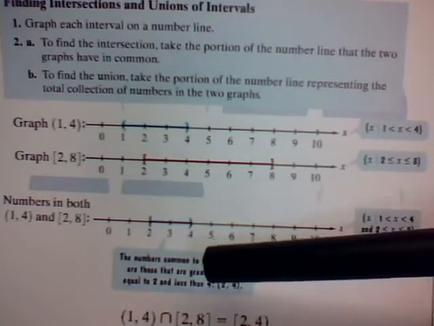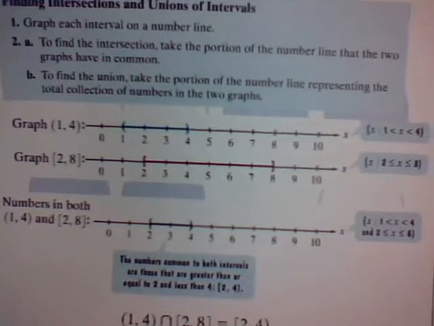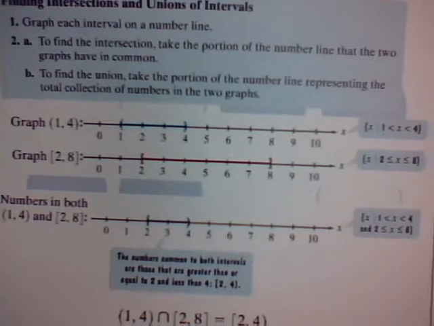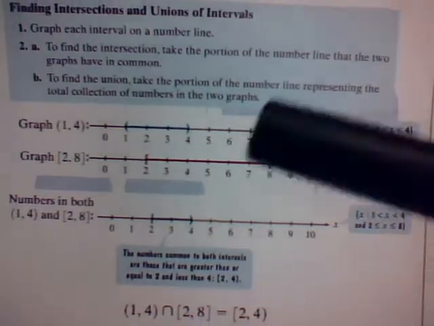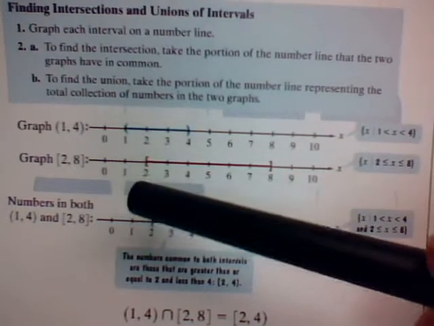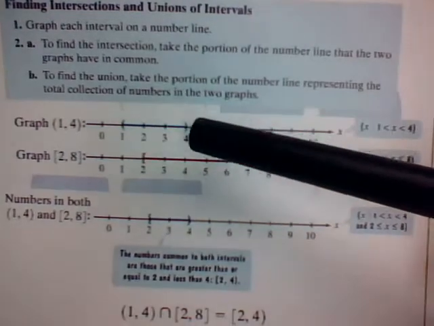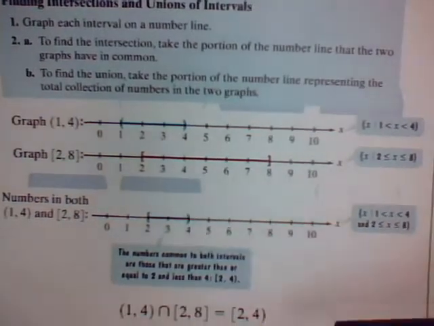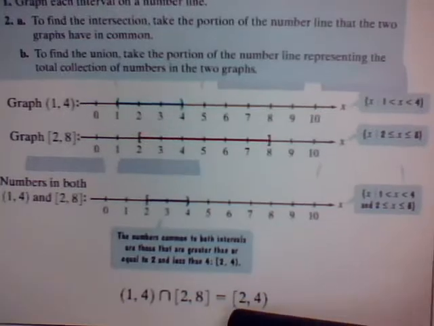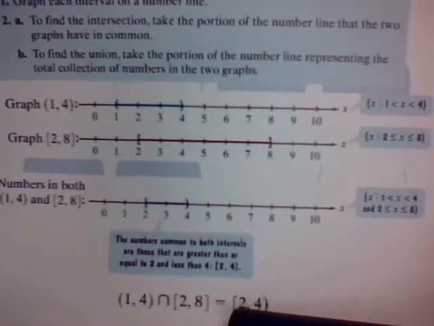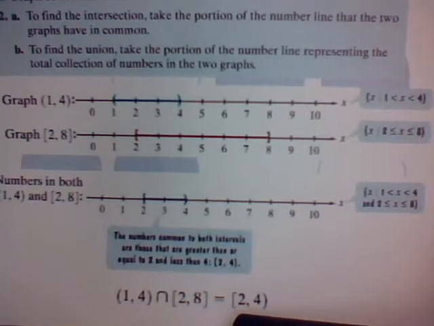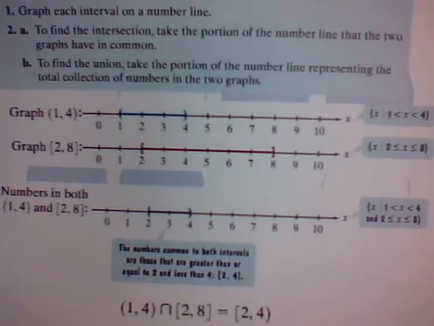For you to use the closed bracket when you're doing the intersection, that number must be included in both of them. In this case, the 2 is included in both of these graphs, so the intersection would be from 2 to 4, where the 4 is not included. So that's how we write it: [2, 4), with the 2 having the left bracket and the 4 having the right parenthesis.